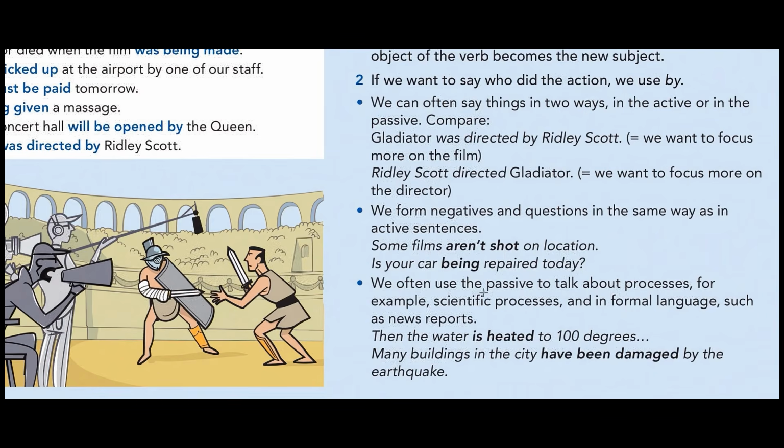Так. Мы часто используем пассив, чтобы разговаривать о процессах, например, каких-то научных, или же на формальном языке, такие как новостные статьи, новостные отчёты. Тогда, когда вода нагревается на 100 градусов, то есть воду нагревают, или вода нагревается кем-то, мы не знаем кем. Да тут и без разницы. Или же многие здания в городе были повреждены землетрясением.